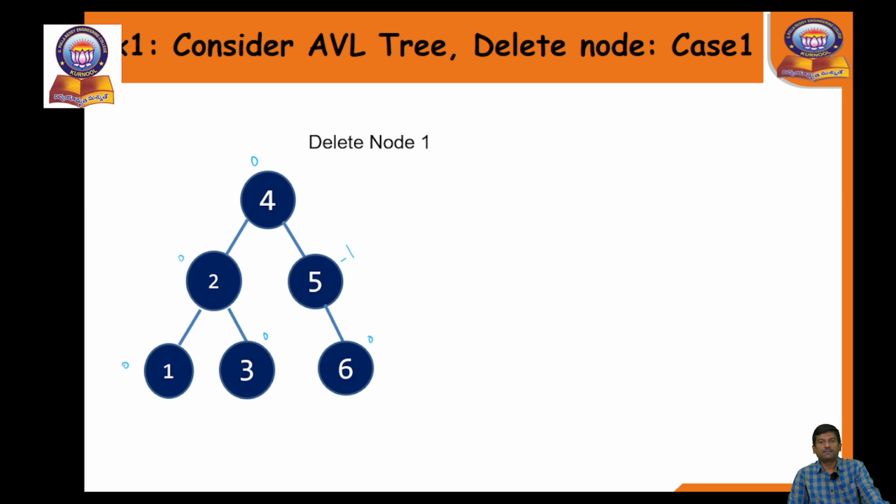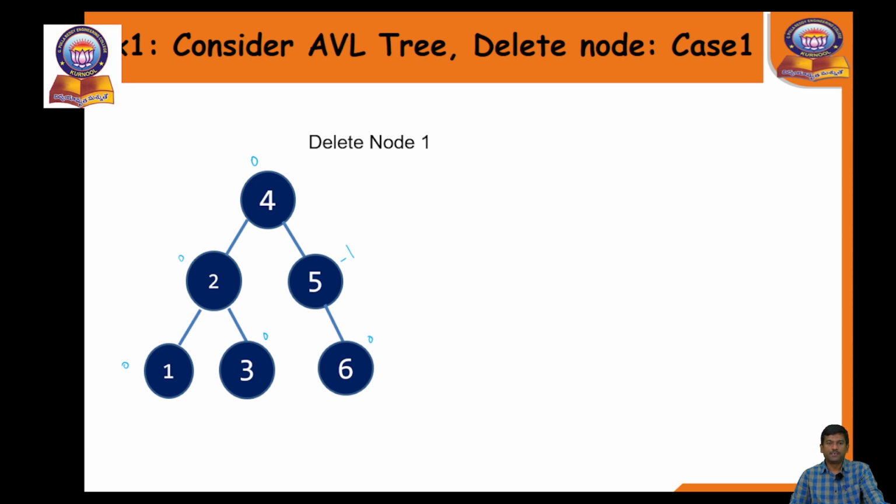And consider you need to delete node 1. If you recall AVL tree deletion, it is quite similar to binary search tree deletion, and there are 3 cases involved. Case 1: deleting the leaf node. Case 2: deleting a node with only 1 child. Case 3: deleting a node which contains 2 children.